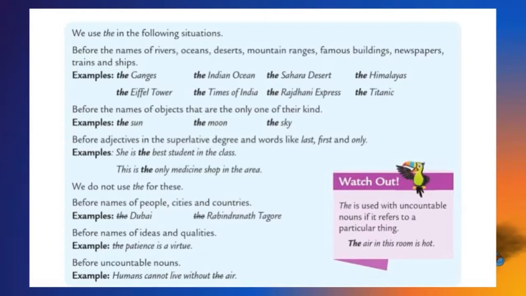Look here, humans cannot live without air. This is the correct sentence. We do not use article before uncountable nouns. One more thing, look at the watch out. The is used with uncountable nouns if it refers to a particular thing. If we refer to an uncountable noun as a particular thing, we should use article. If it is general, we do not use article the.